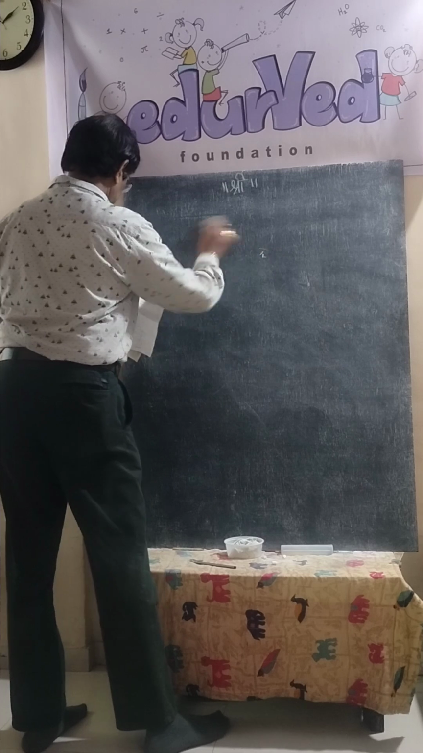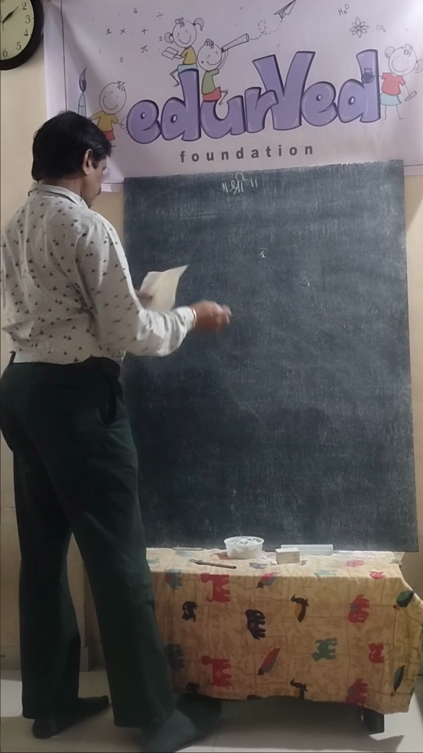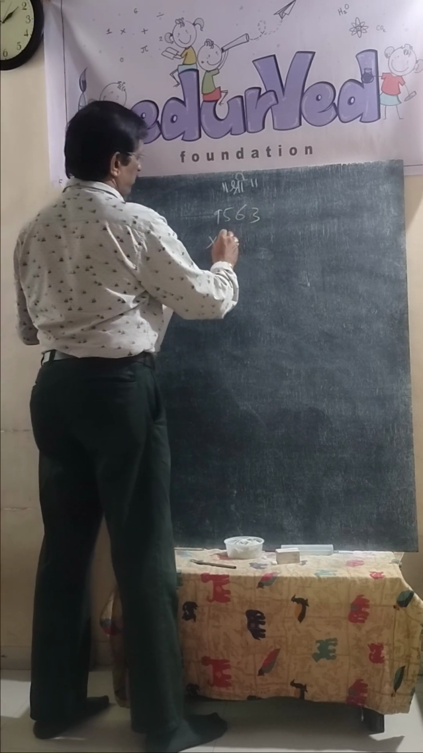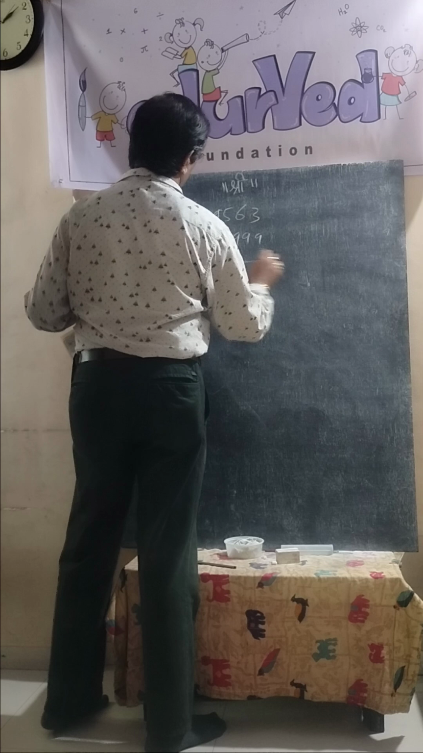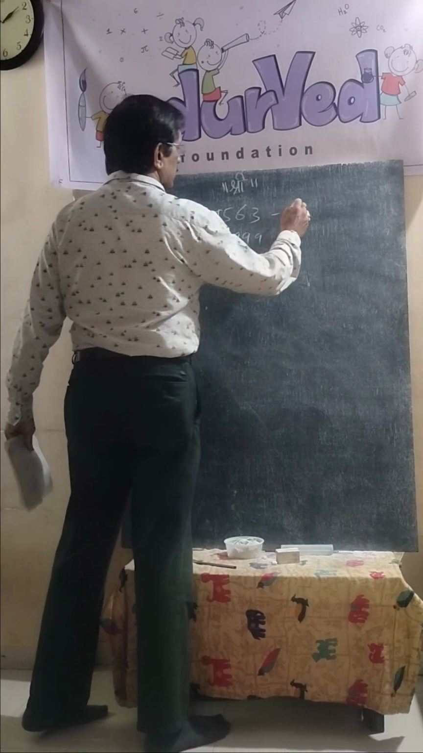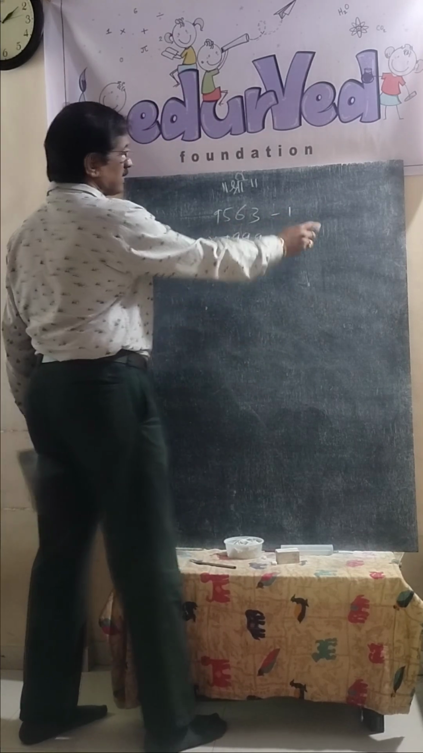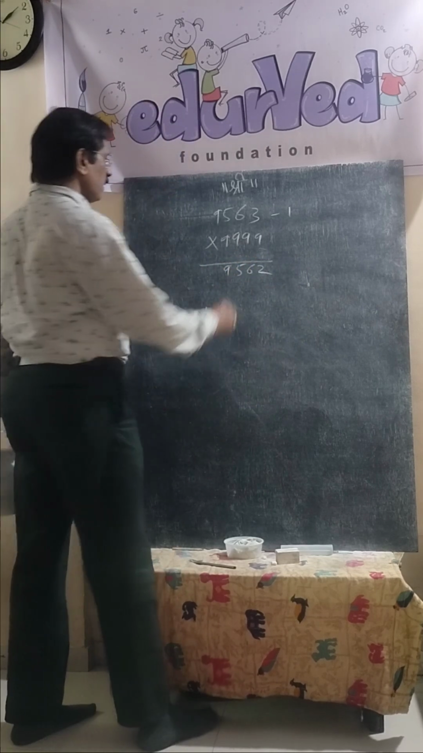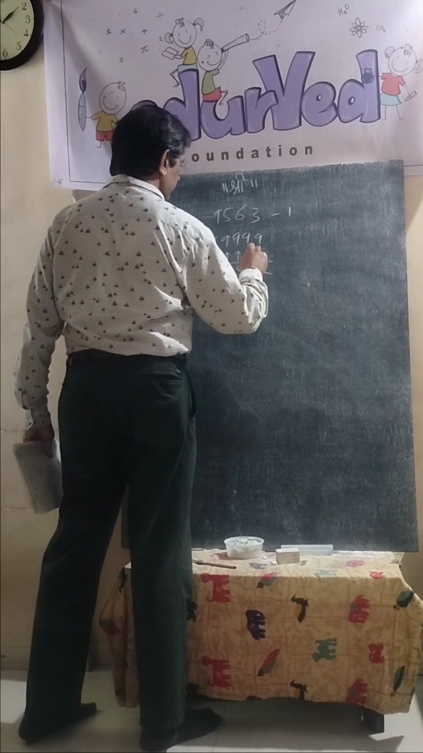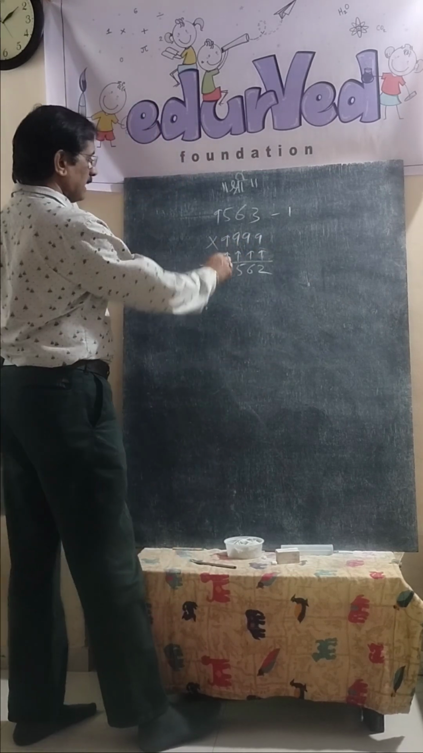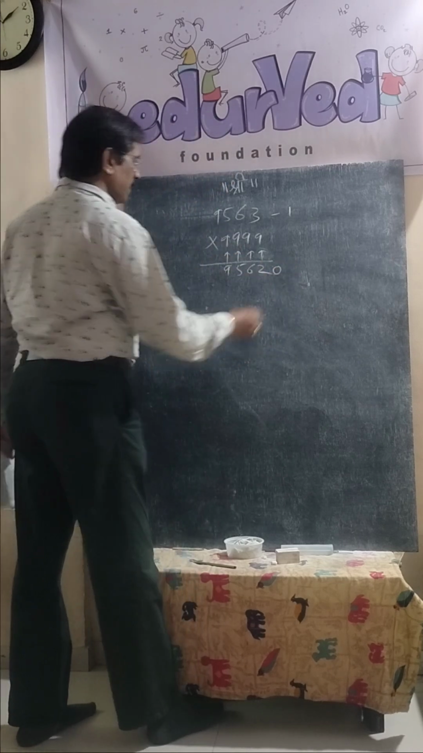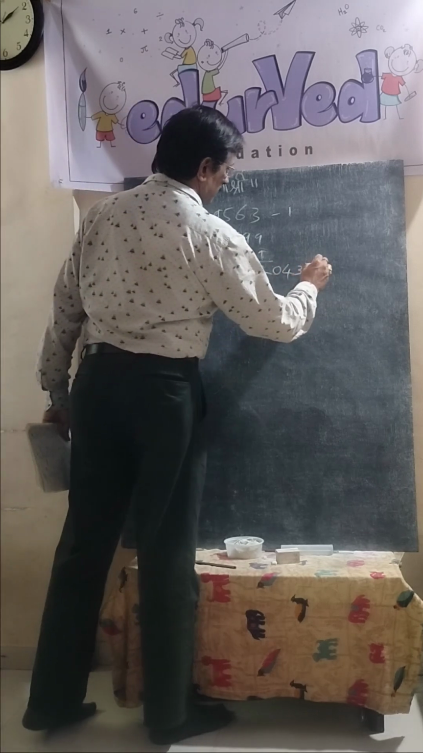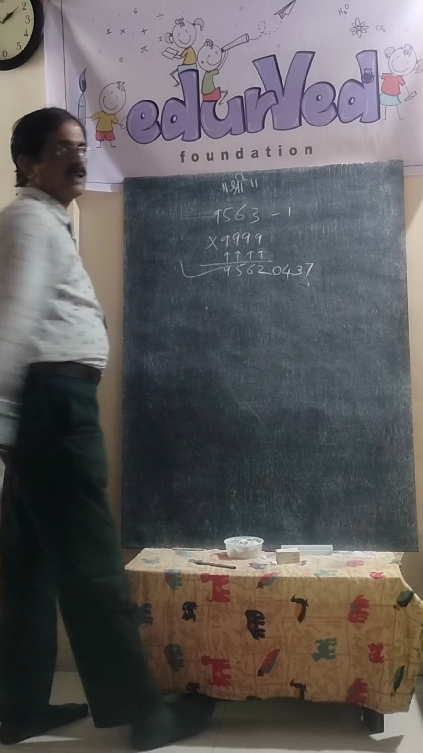Let's see another one. The fifth one, 9563 into 9999. So first step is you write minus 1 over here. So 9563 minus 1 will be 9562. The next step is you have to subtract this from this. So 9 minus 9 will be 0. 9 minus 5 will be 4. 9 minus 6 will be 3. And 9 minus 2 will be 7. This is the answer.